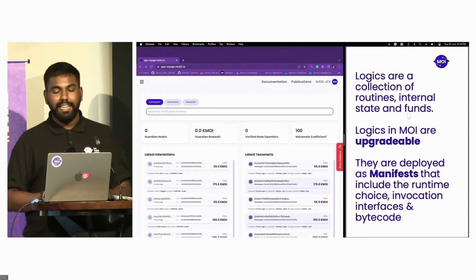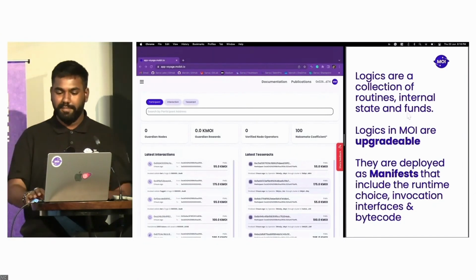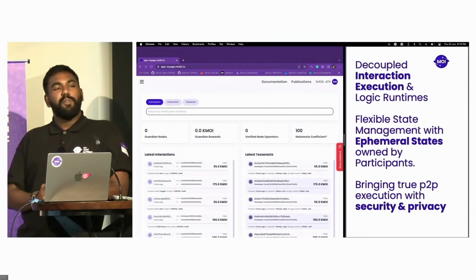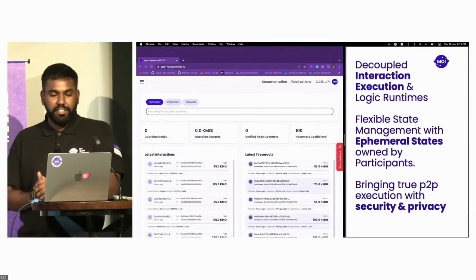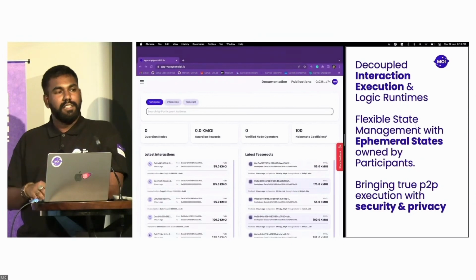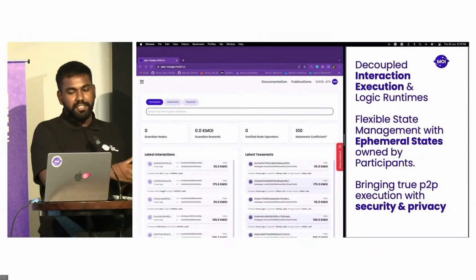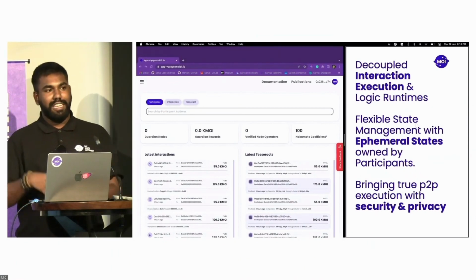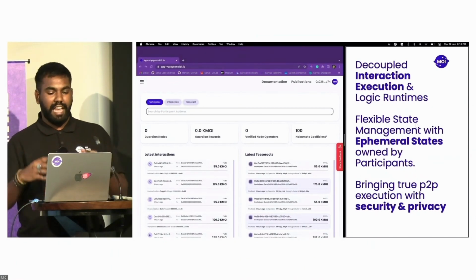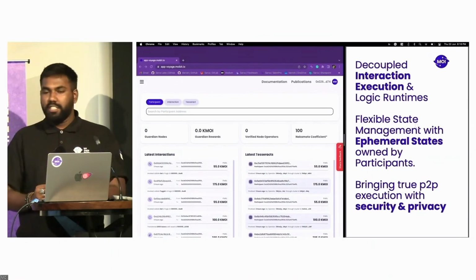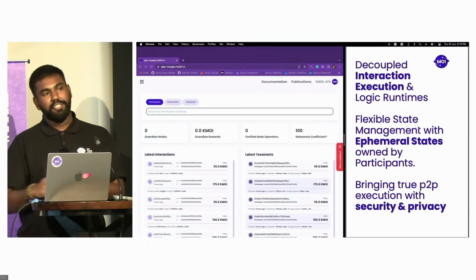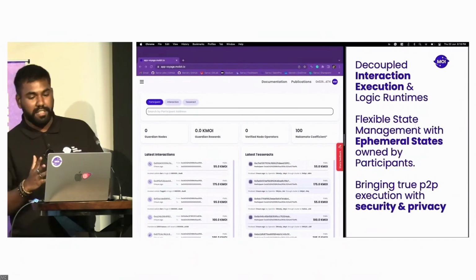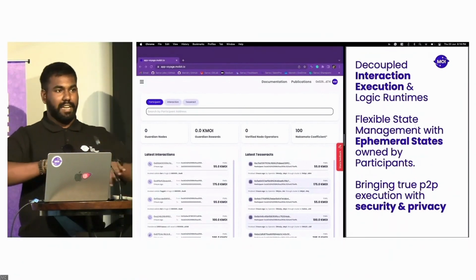Notice it says something interesting there: runtime of choice, right? That's quite important. What we ended up doing with MOI, with the logic and the execution architecture, is that we decoupled the idea of executing interactions from the idea of executing the logic itself, right? In the Ethereum virtual machine, everything happens inside the EVM. The EVM is responsible for validating transactions, performing the state transition, running the actual bytecode of the user, everything. But in MOI, we split that up.